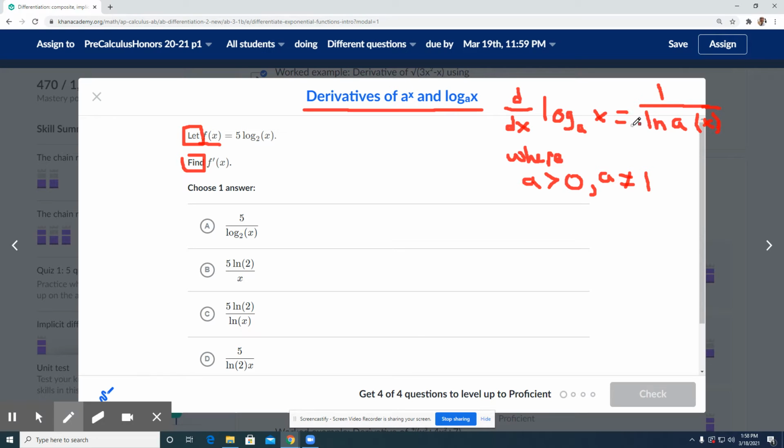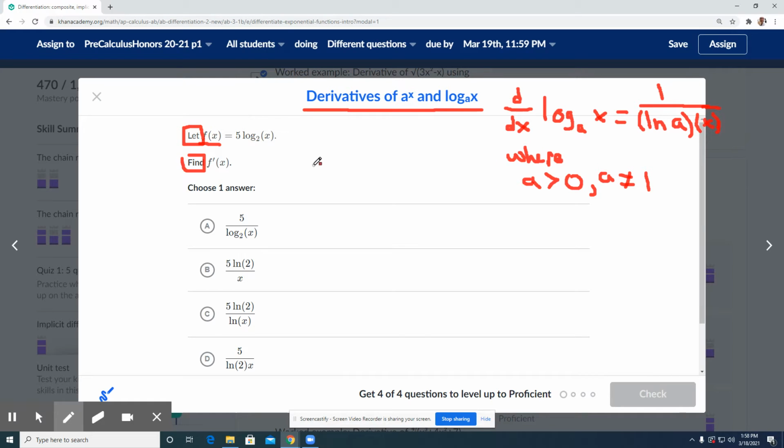Now, anytime we have something like this, we want to do our best to put this in our memory. The key to notice here is the base is inside the natural log, and then we're multiplying by x. So it's just memorizing this form. There's no real easy way to do it. So just do your best.